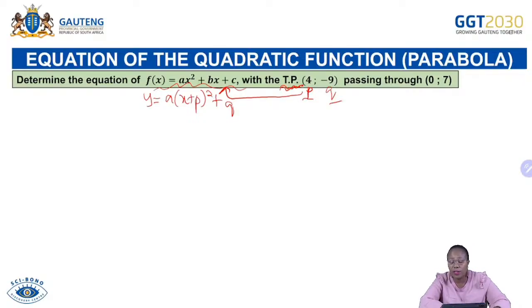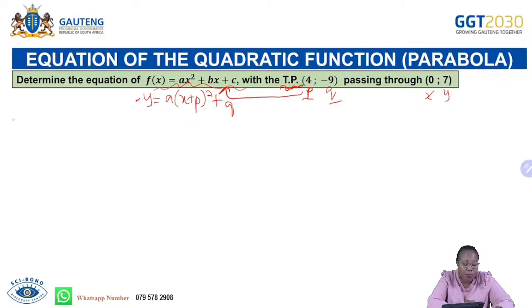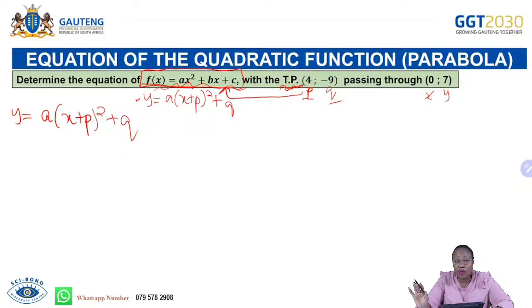I hope we are still together. And then this is passing through the point 0 and 7, which will serve as our x and y. So now our starting point is y equal to a into x plus p squared plus q. Even though it is given in that format, we ignore the original equation and go for this one. Why? Because we are given the turning point. And then the y value is 7.